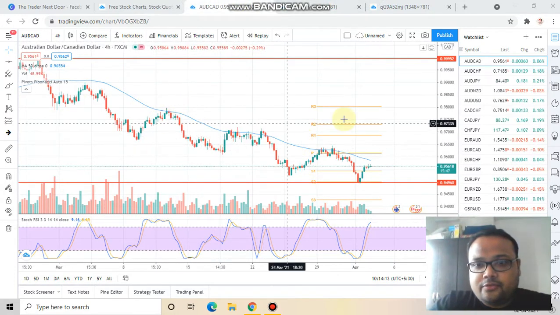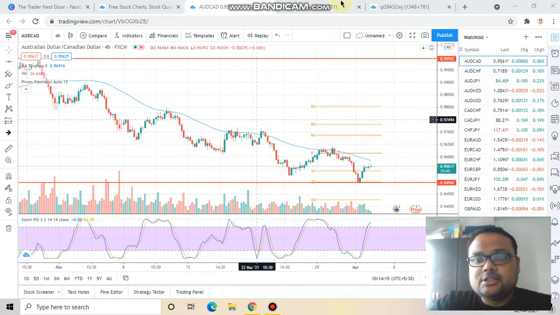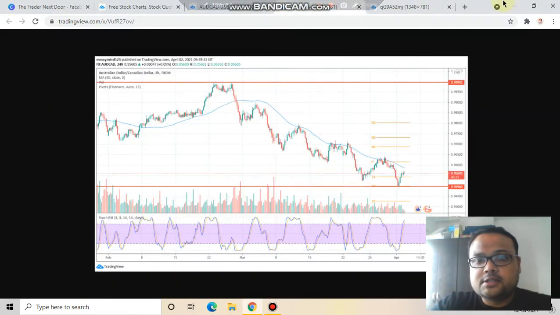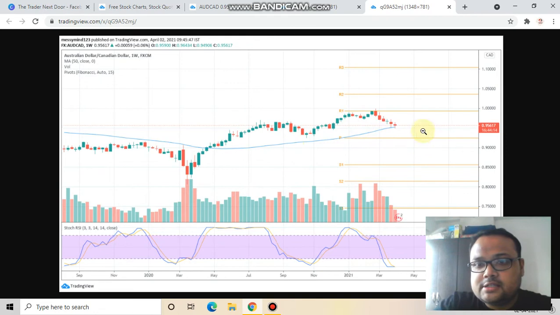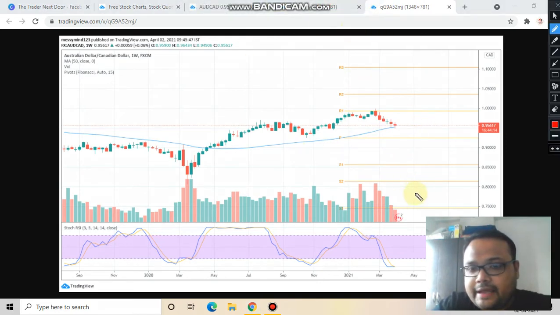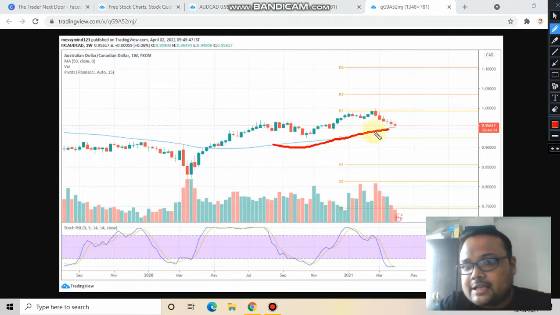This is the chart of AUDCAD. This is the present chart. Let me take you to the weekly chart of Australian dollar, Canadian dollar. As I've mentioned in my previous video, this is the 50 moving average, and as you can see, last week the market took support at the 50 moving average and bounced.